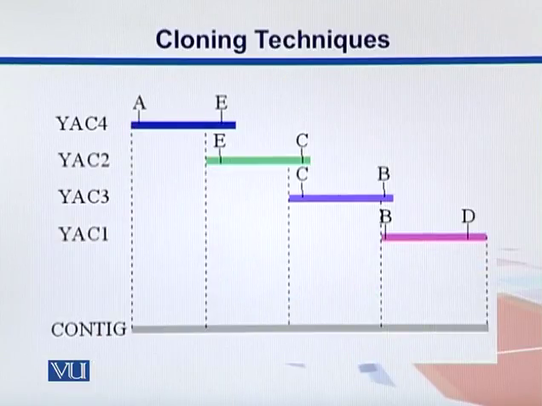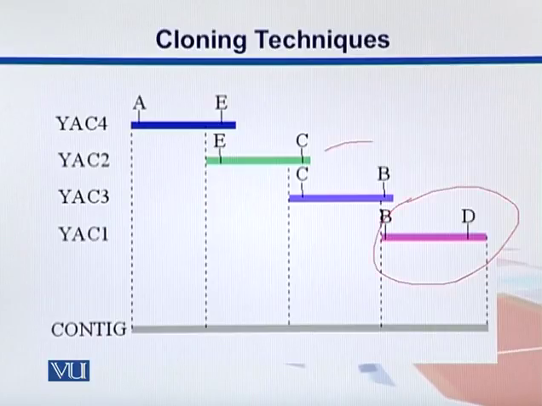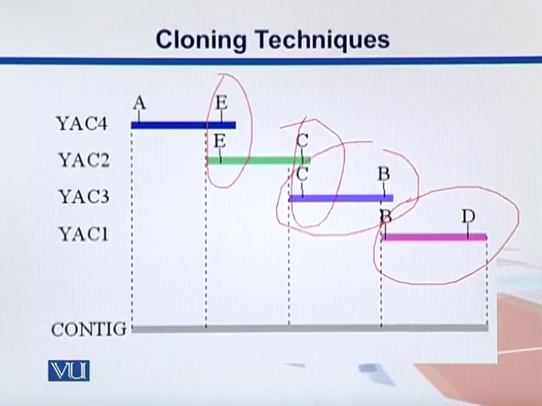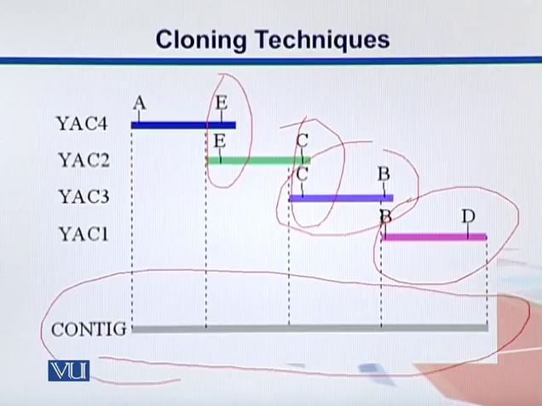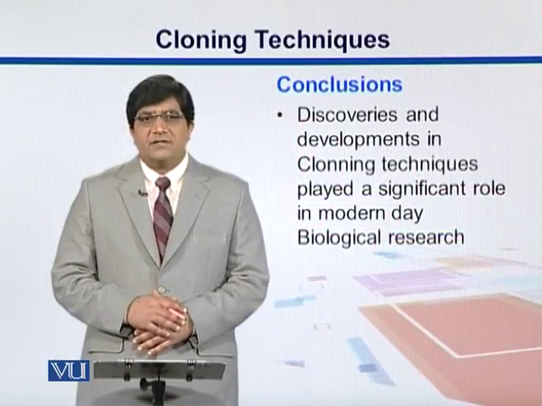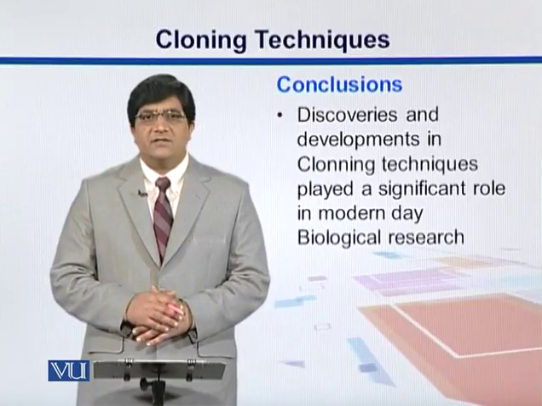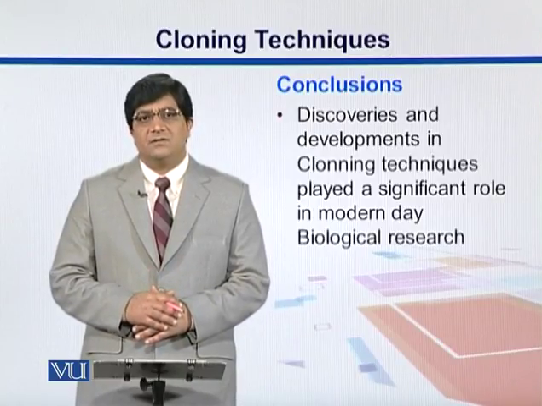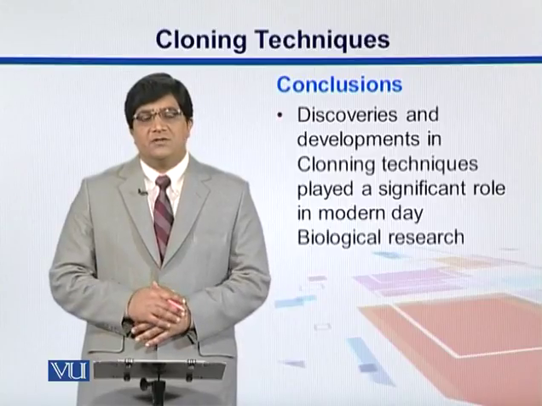Here is just a conceptual representation of contigs, where we can see there are different clones coming from different YACs, yeast artificial chromosomes. We have this clone coming from YAC1, the clone from YAC2, and obviously they have overlapping regions. So in this way we can put them together, and the big thing we get in the end we call a contig. So we see that different improvements in cloning strategies are crucial for making room for genome sequencing.